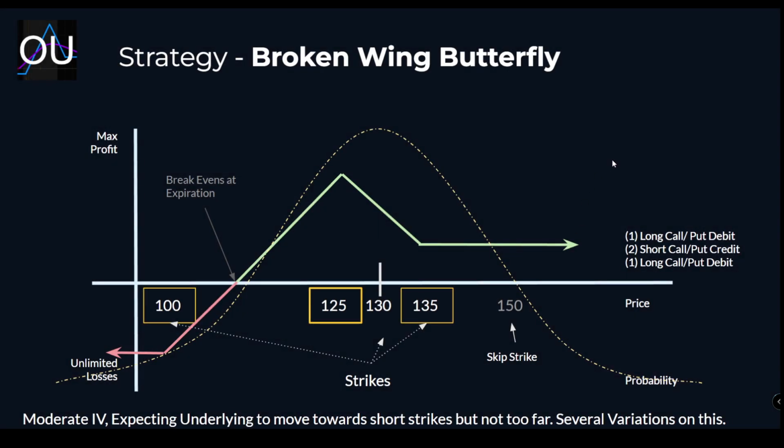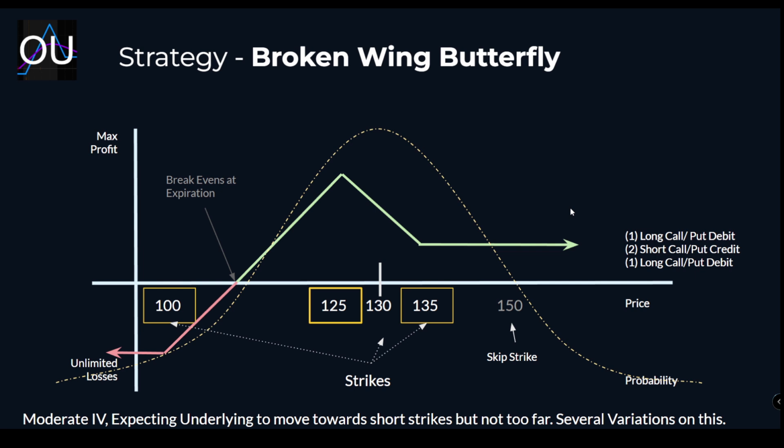So here's a broken wing butterfly, which is used a lot. This is the classic broken wing butterfly, but I'm going to show you guys in a future video how I use a slightly different variation of this, as I consider it maybe a bullish or bearish broken wing butterfly. I don't really have a name for it yet, so I'm curious what you guys think in the comments.